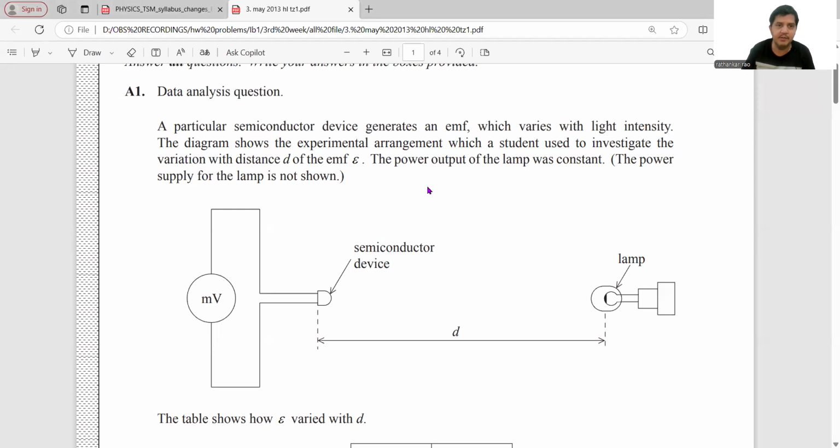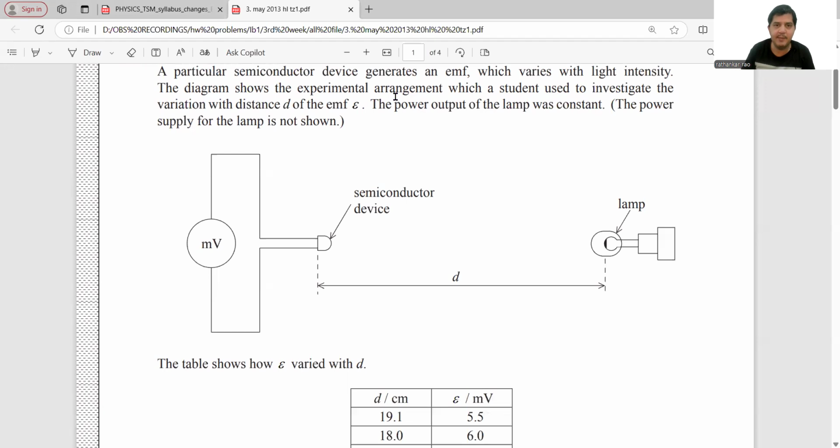This question is something like this. It says a particular semiconductor device generates an EMF. Why is it not writing? Okay, so this question is for 11 marks. Once again, this is also for 11 marks. A particular semiconductor device generates an EMF, which varies with light intensity. So when light falls onto it, it is generating an EMF.